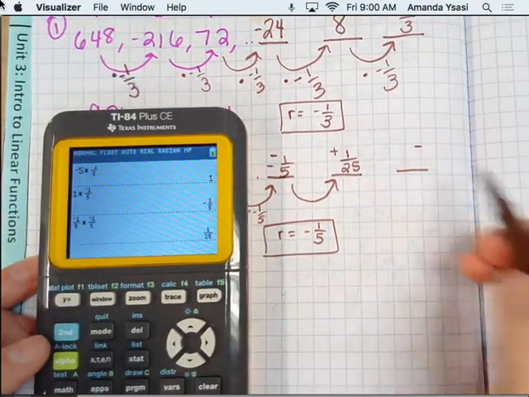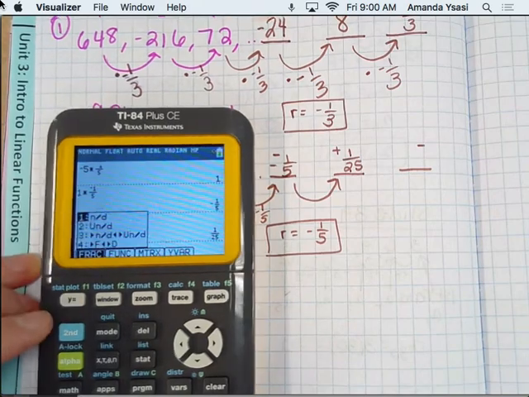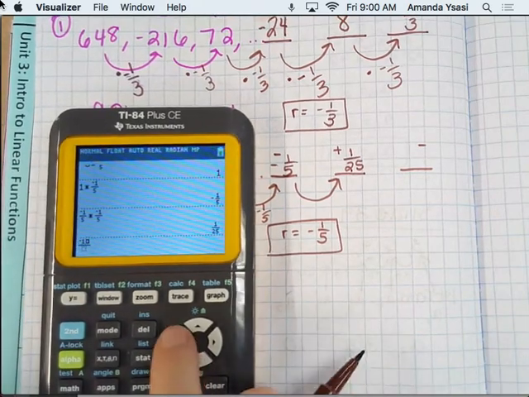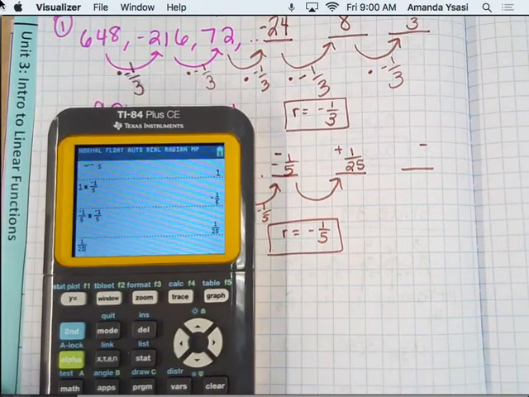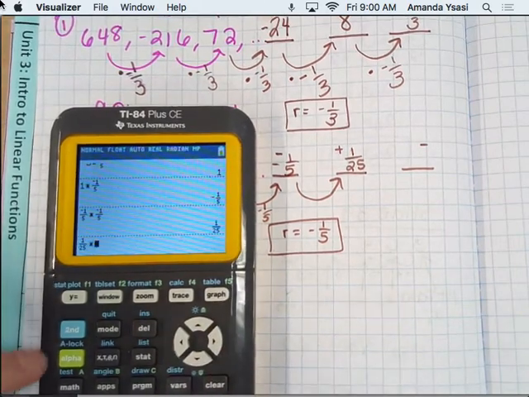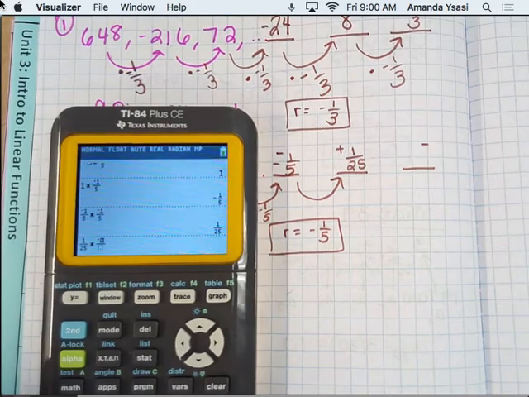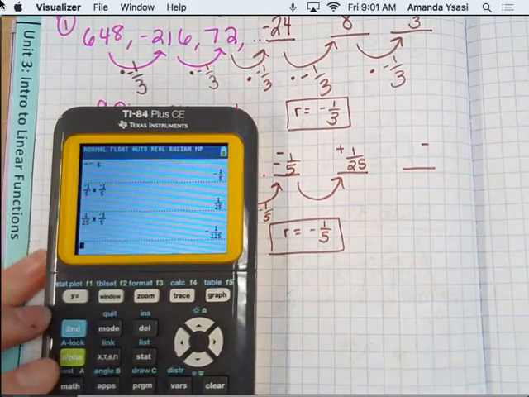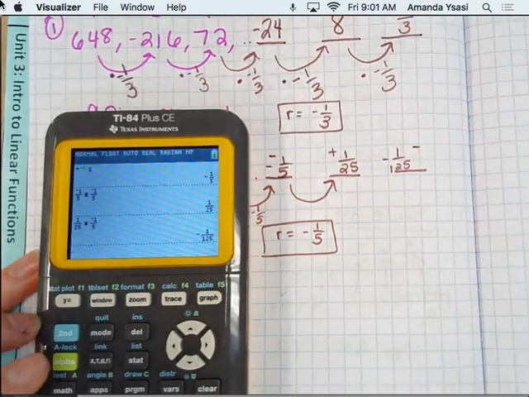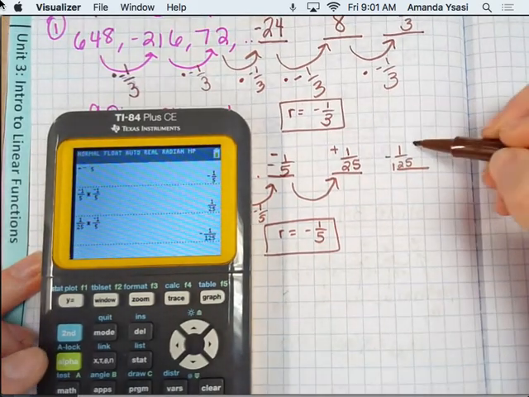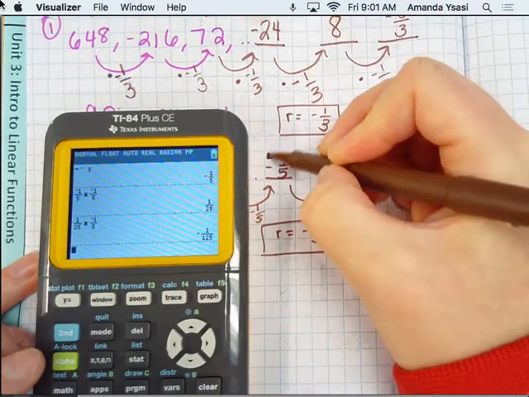And then the next one, I'm going to do negative 1, or that was a positive, 1/25 times negative 1/5. Negative 1/25. I guess I shouldn't have these over here. That's a little confusing, right?